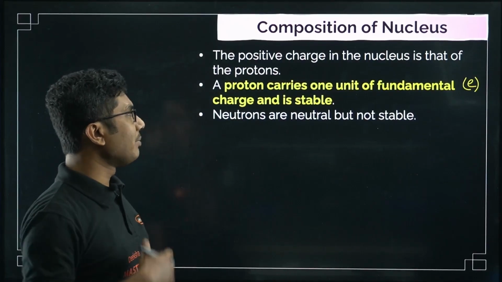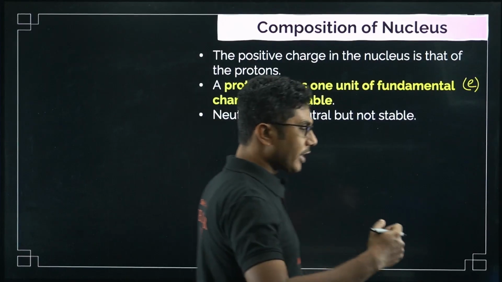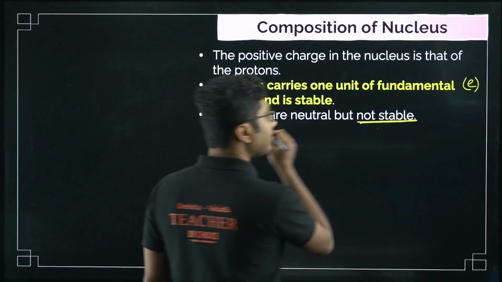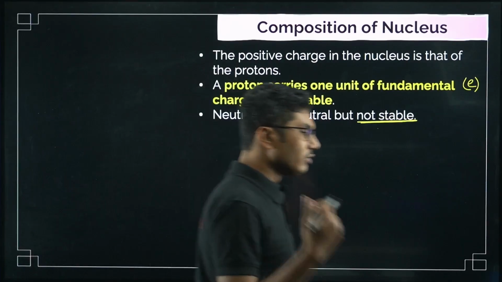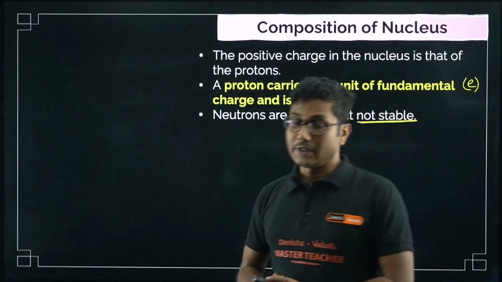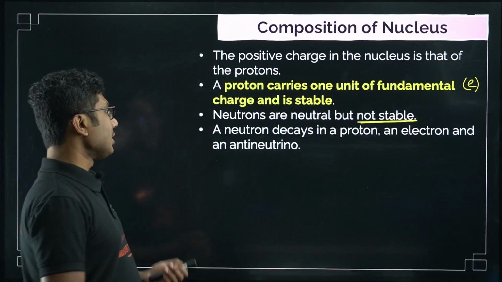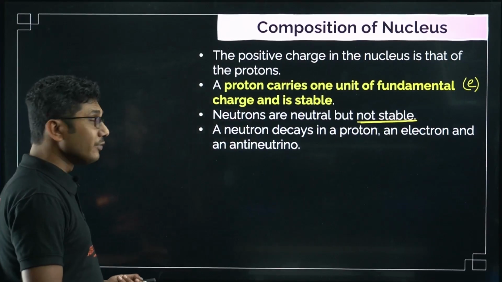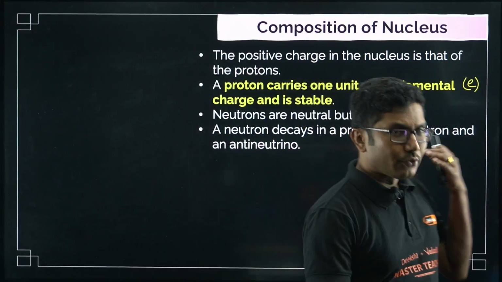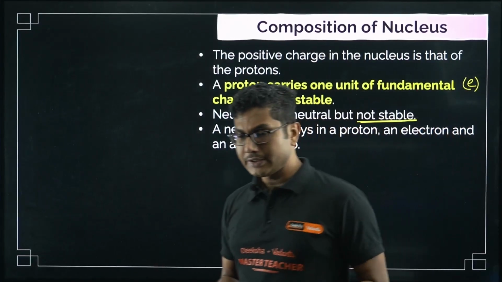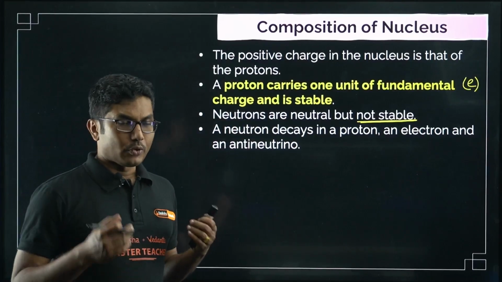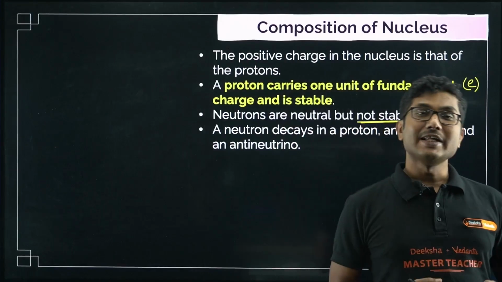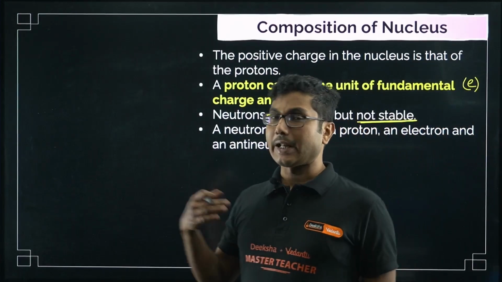What else? Neutrons are neutral but not stable. So neutrons are also part of the nucleus. They are neutral, but you have to remember that neutrons are not stable. Among the nucleons, which one is not stable? Neutrons are not stable. Why? Because a neutron decays into a proton, an electron, and an antineutrino. You don't need to know what antineutrino is, but you should remember that a neutron does not stay a neutron throughout its life. Very soon it decays into a proton, an electron, and an antineutrino.